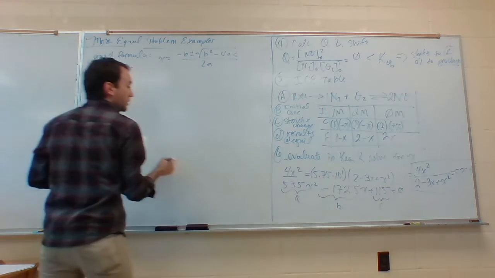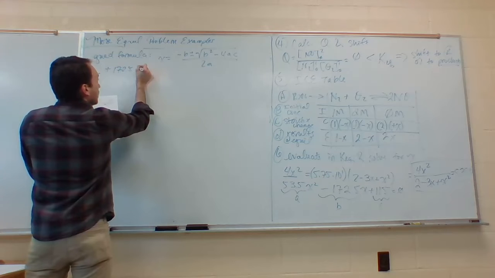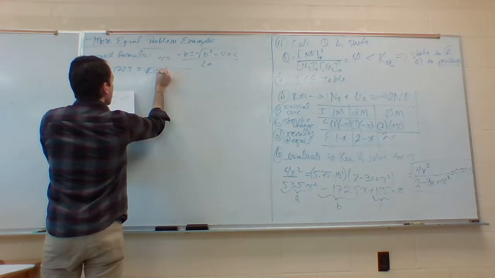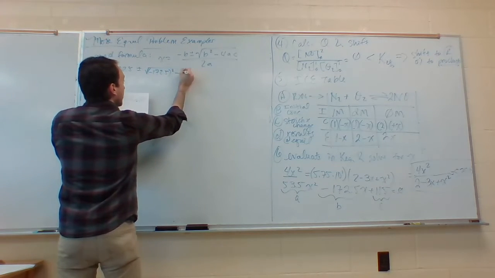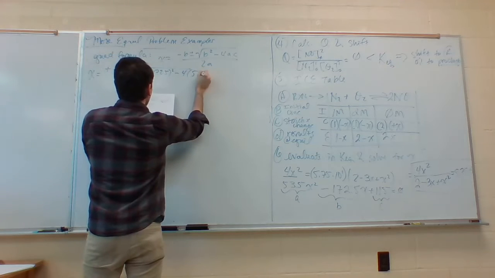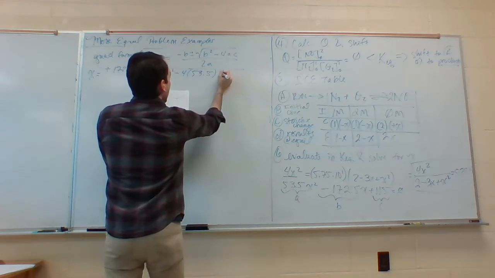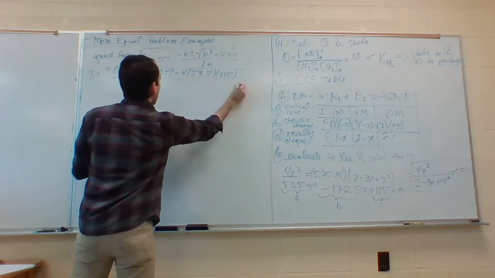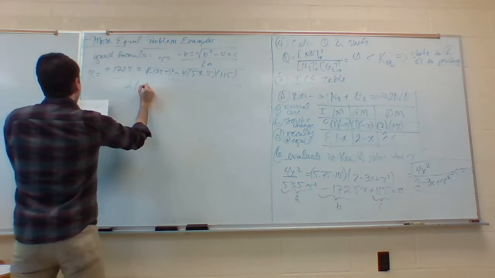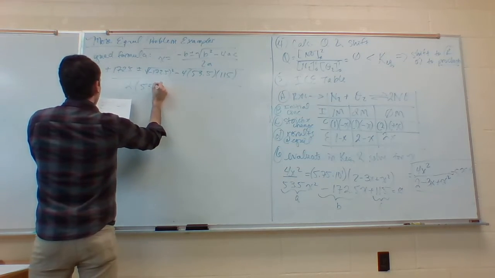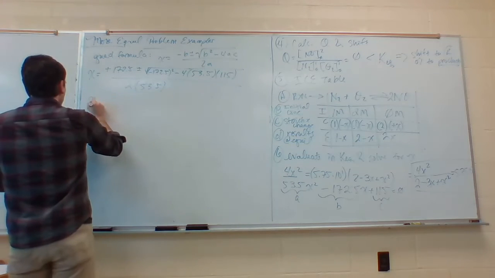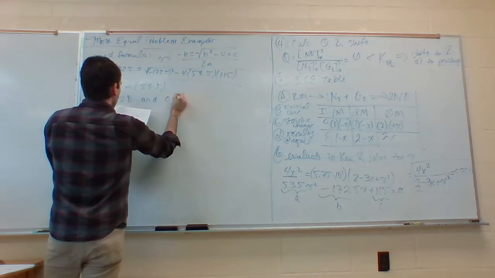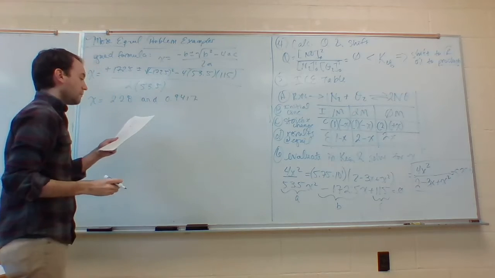So a negative of the negative 172 is a positive 172, plus or minus the square root of 172.5 squared minus 4 times 53.5, right? That was A. And then we multiply that by C, which was 115. Then we divide all of that by 2A, which was 53.5. All right, and that means that we find that x is equal to 2.28 and 0.9417.